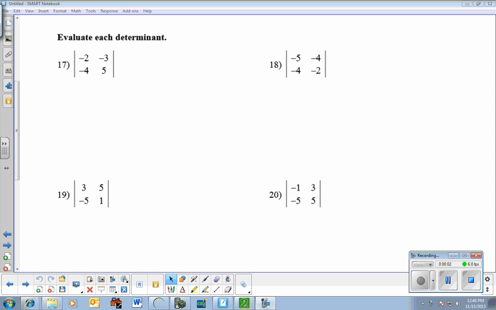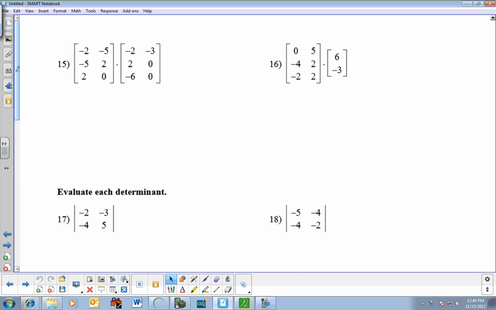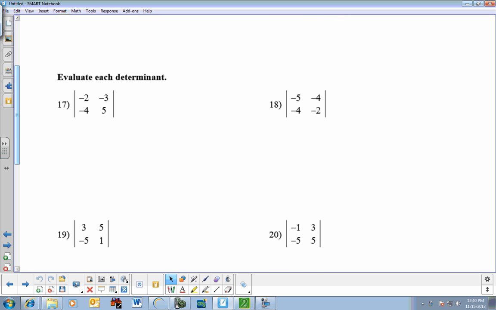Let's continue our discussion on matrices. So far, what you have learned to do is add and multiply matrices. Some of these examples above. The first thing I want to show you today is how to find the determinant.